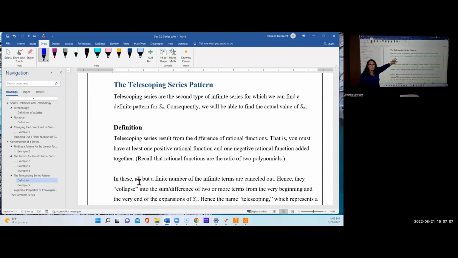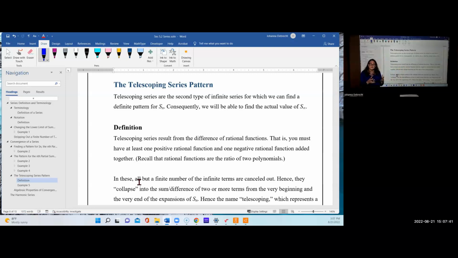And now the second pattern, which is called the telescoping series pattern. So it's not based on a geometric series. Instead, it's based on rational functions. So again, we need to come up with some kind of formula for S sub n in terms of maybe the first one and n, so that we can take the limit as n goes to infinity, so we can find the actual value of S infinity. Now, telescoping series result from the difference of rational functions.